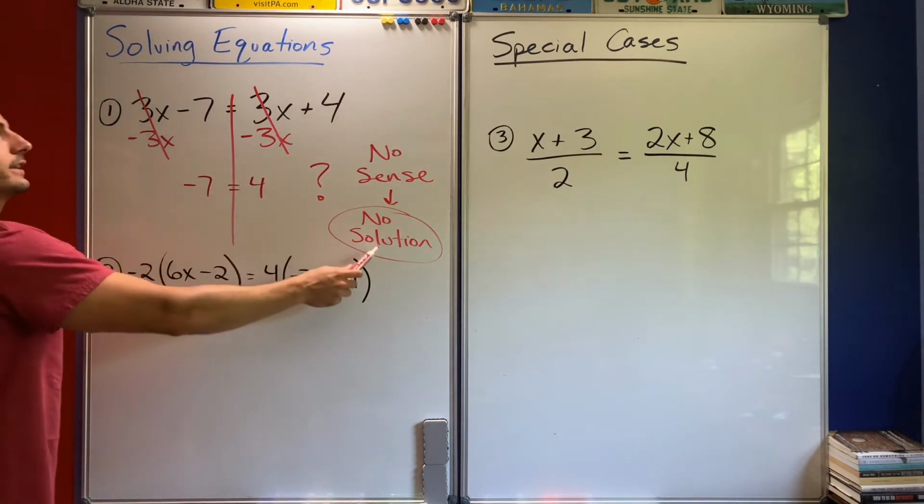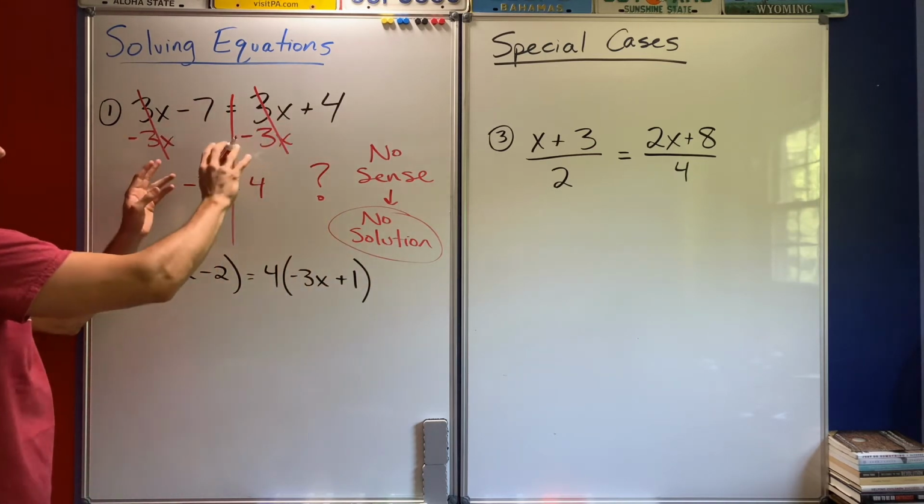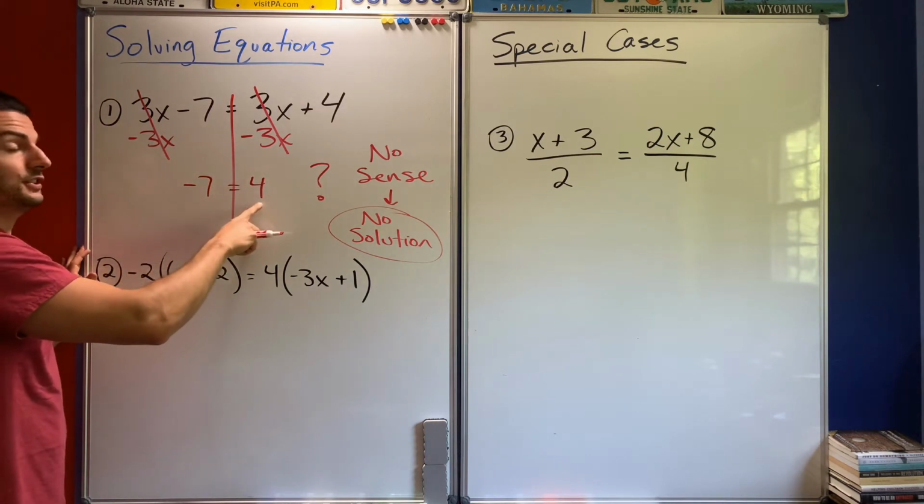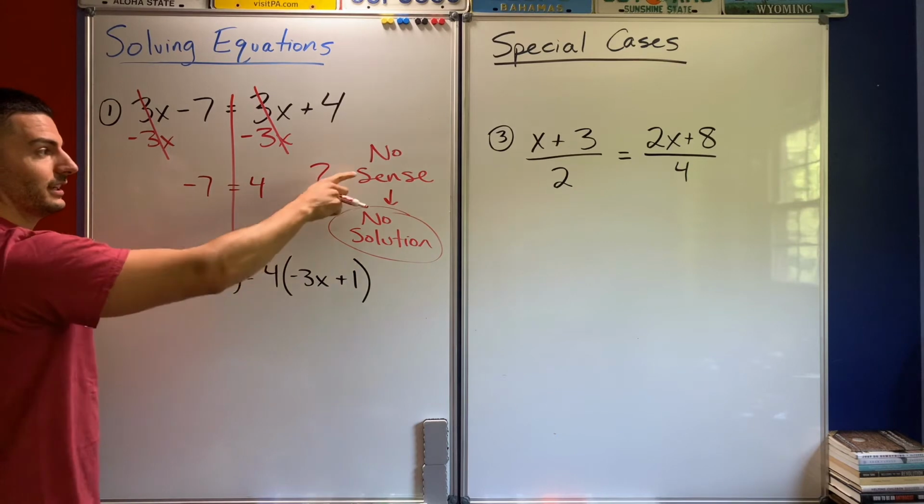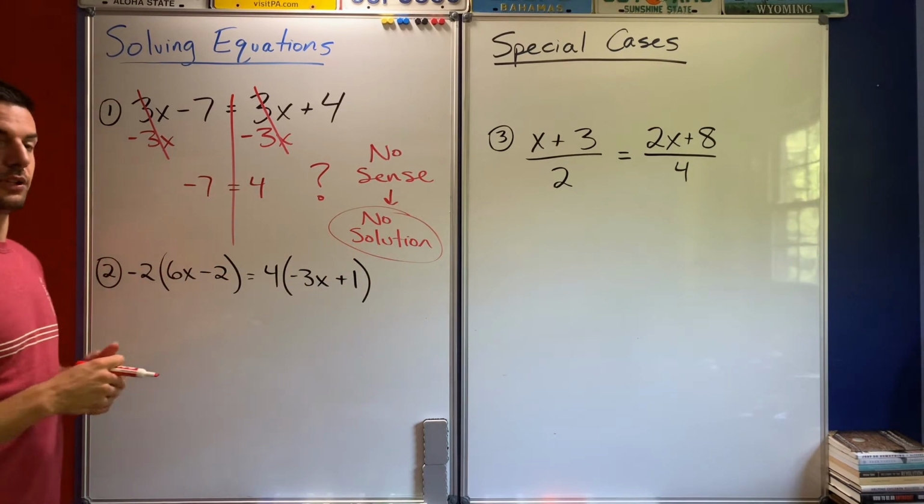And again, we know that it is no solution when our variables all cancel, and there's no x's left, and we're left with one number equals a different number. That doesn't make any sense, so it's no solution. So that is one type of special case that we run into.